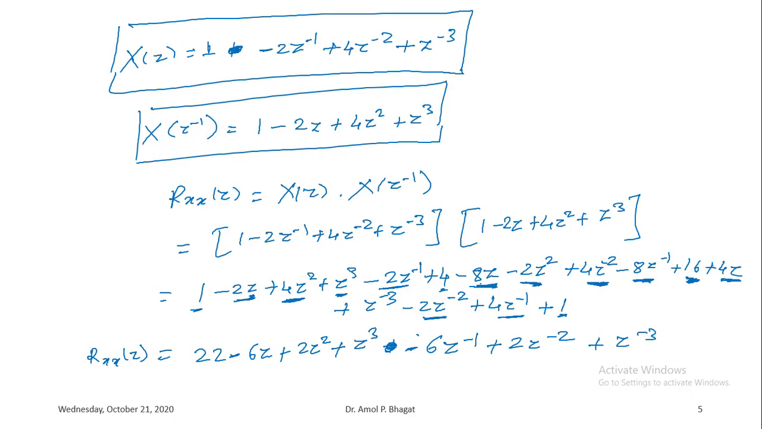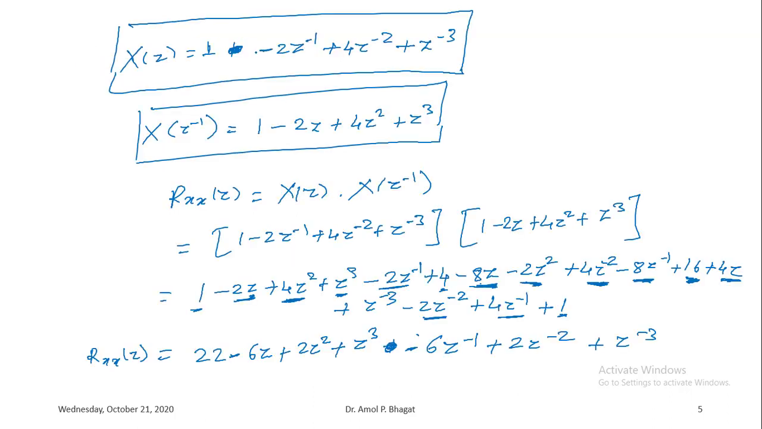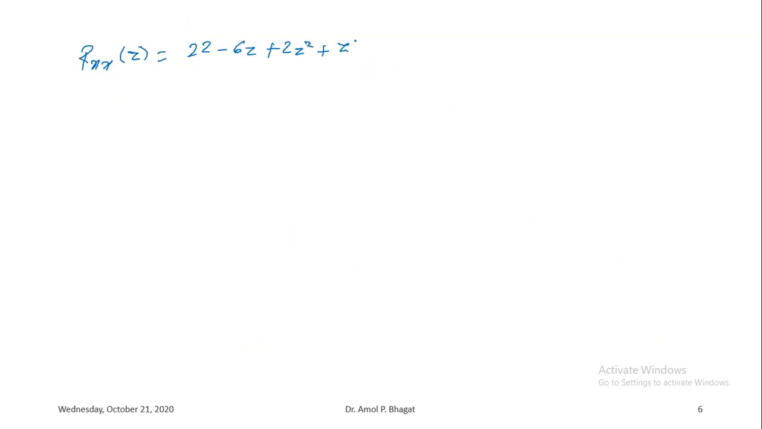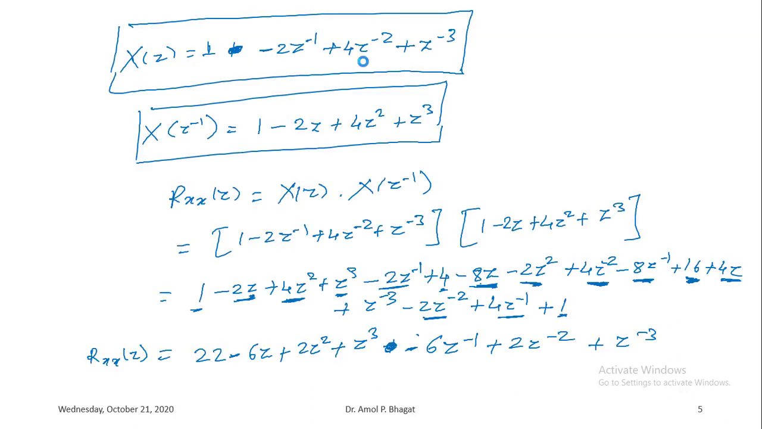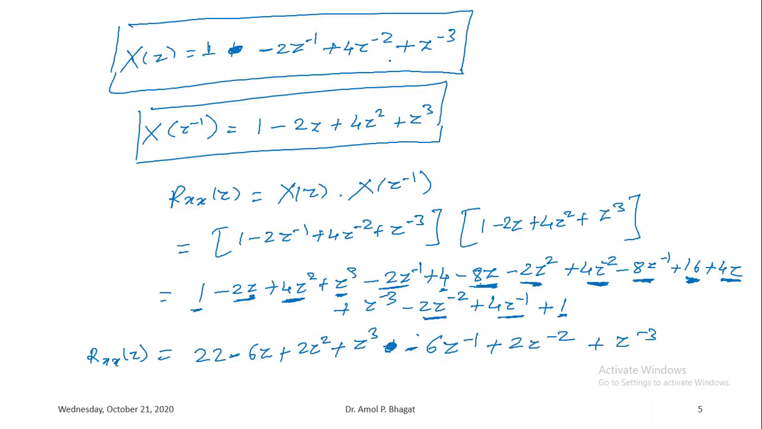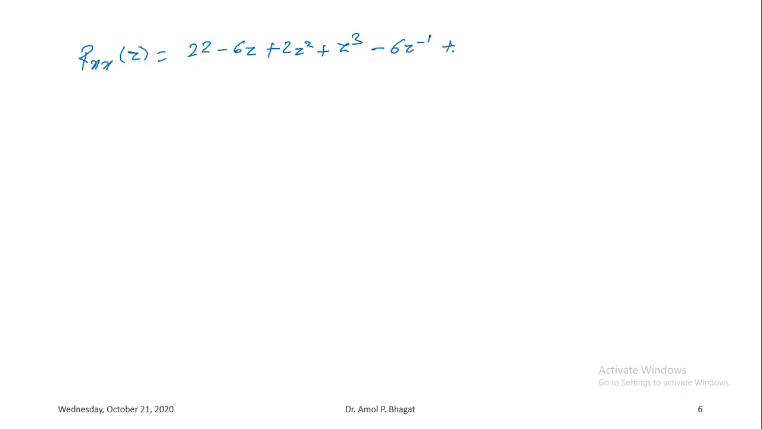Rxx of z is equal to 22 minus 6z plus 2z square plus z cube minus 6z inverse plus 2z to the power minus 2 plus z to the power minus 3.